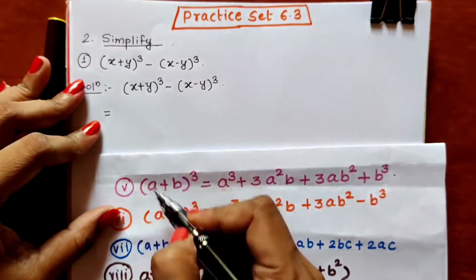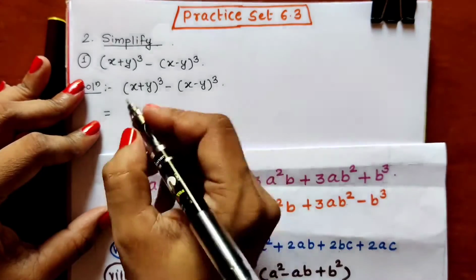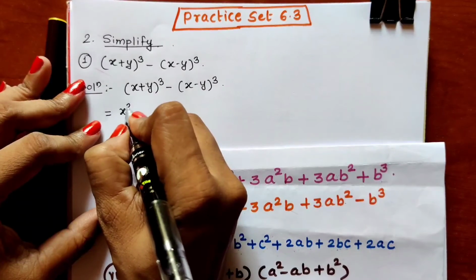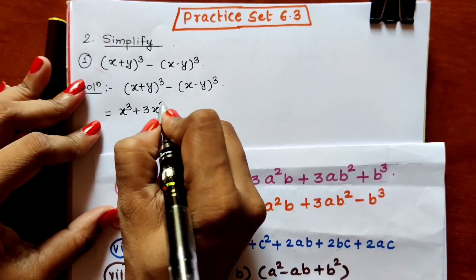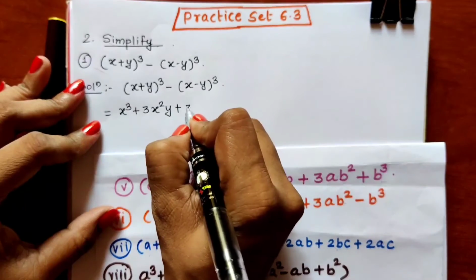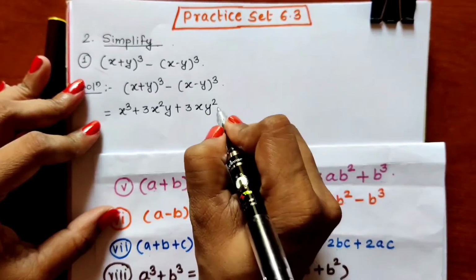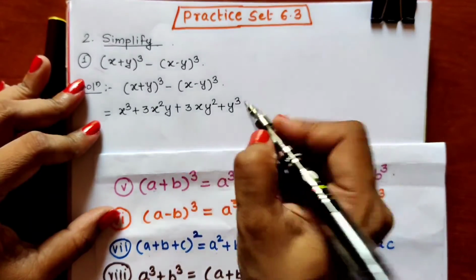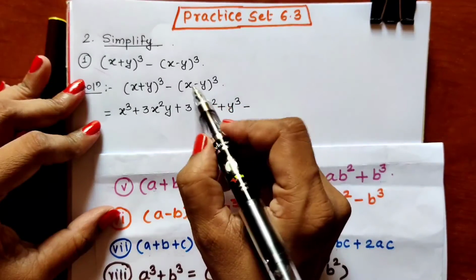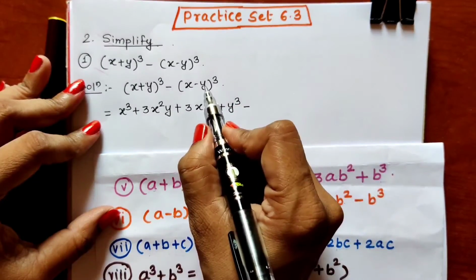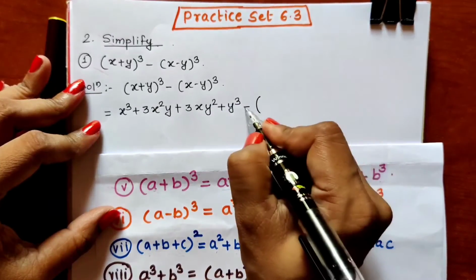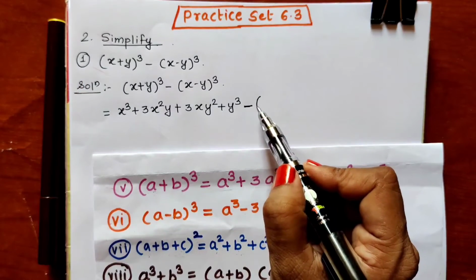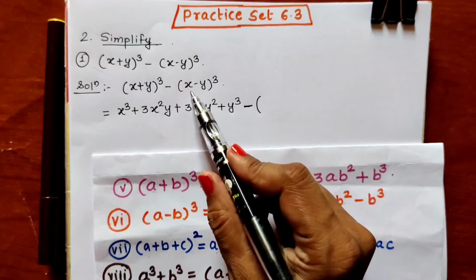So our a means x and b means y. We have to write a cube plus 3a square b plus 3ab square plus b cube. That means x cube plus 3x square y plus 3xy square plus y cube. So when plus sign is there, all these signs are plus. Now minus sign is there, we will put the minus sign and write the expansion of x minus y cube inside the bracket, because minus sign is there. If plus sign is there, we will not write the expansion of the next binomial in bracket.